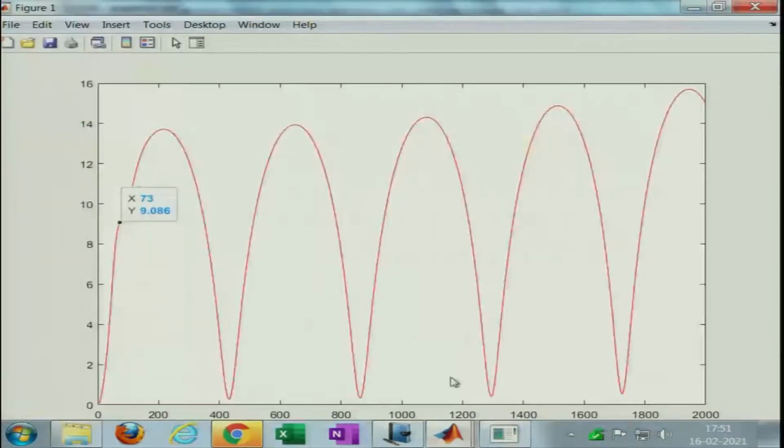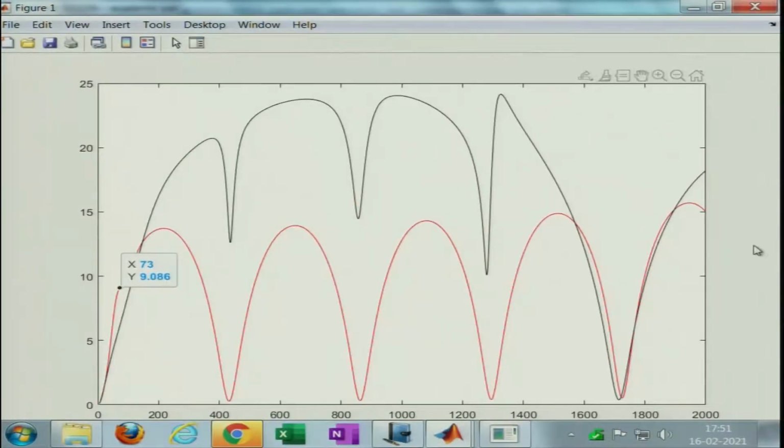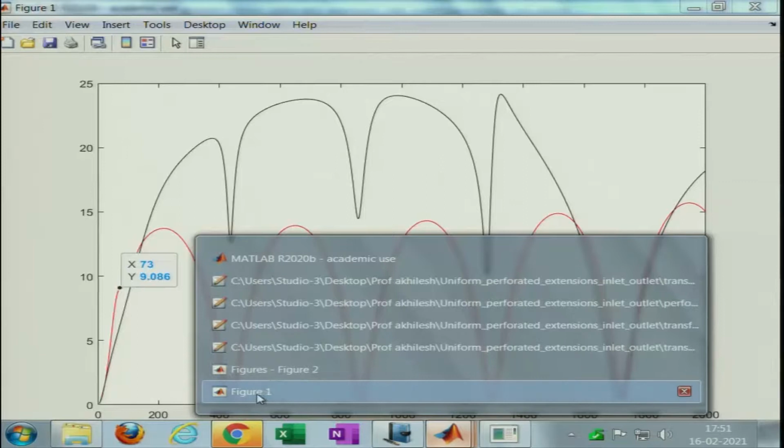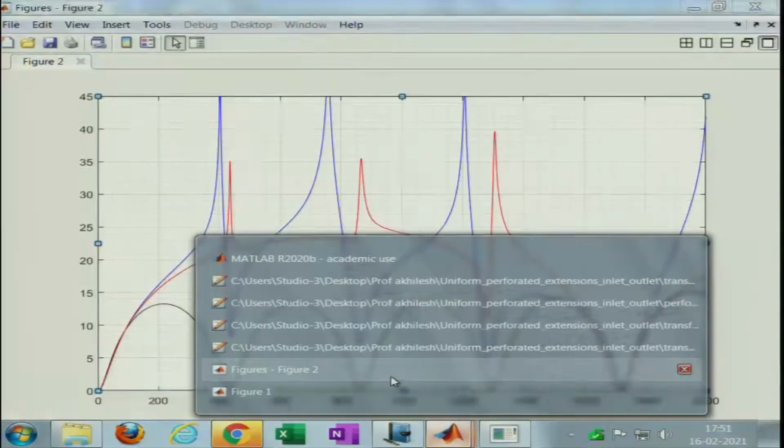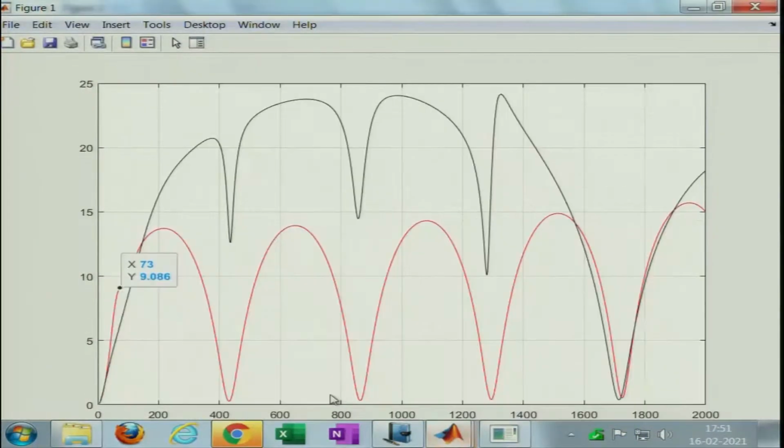And see what happens. So, the performance definitely has increased. So, how about I do grid on? And do this kind of a business. So, we see the one effect of mean flow definitely is that it basically increases the trough, as we can see here, but it also brings down the peak.